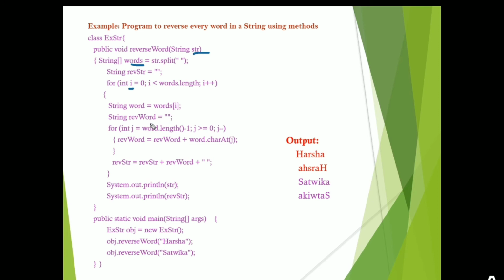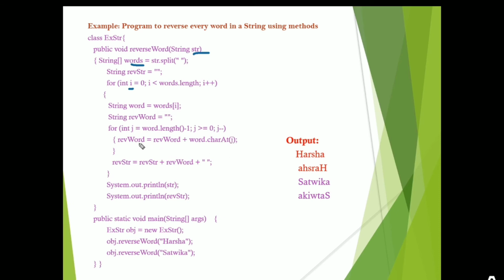For calculating the reverse, reverseWord is equal to reverseWord plus word.charAt(j), from word.length minus 1. Array indexes start at 0 and go to n minus 1. So word.length holds the actual length of this array, and word.length minus 1 holds the last character. From the end, it adds word.charAt(j), where j holds the position, and that character is added to reverseWord.